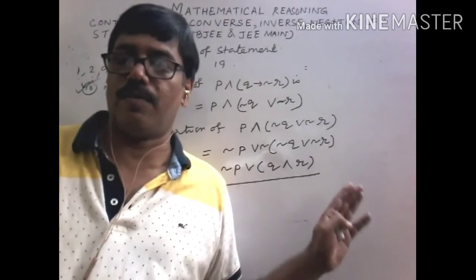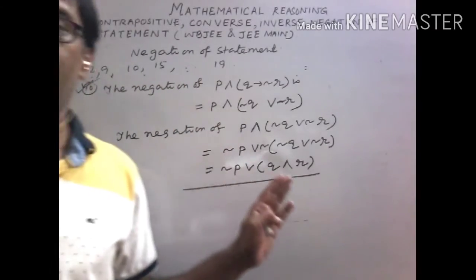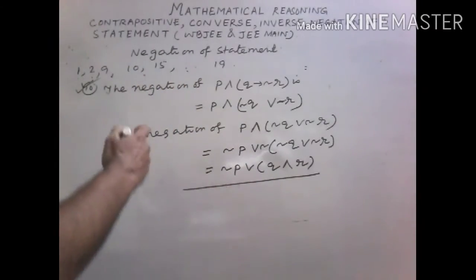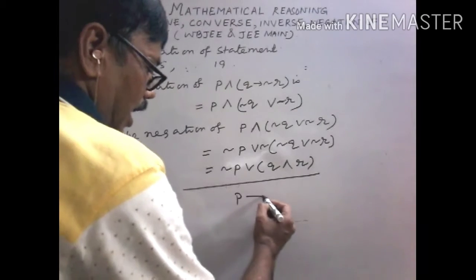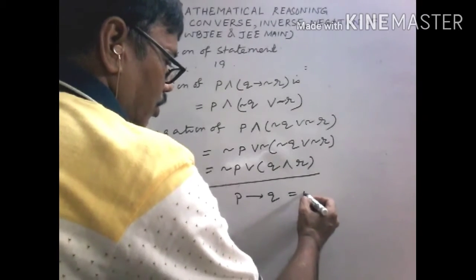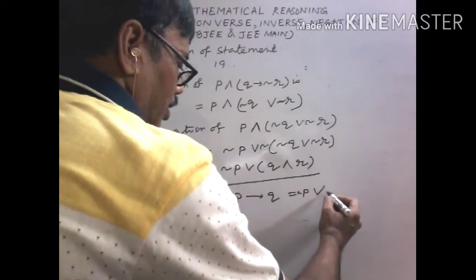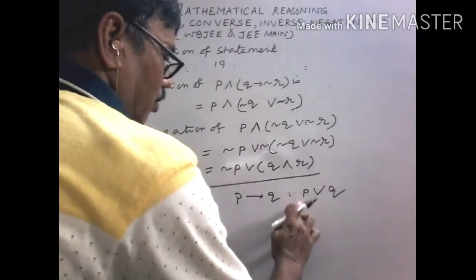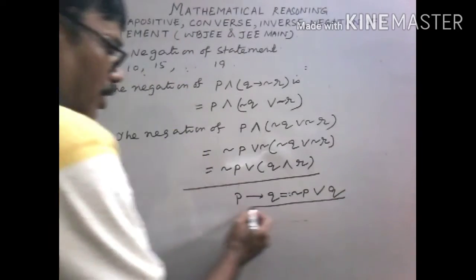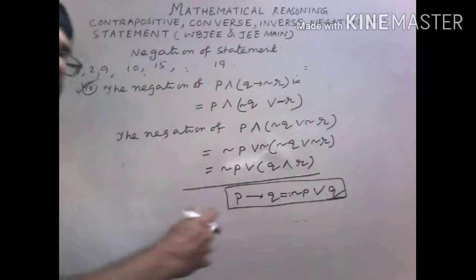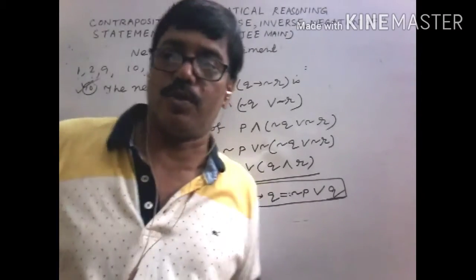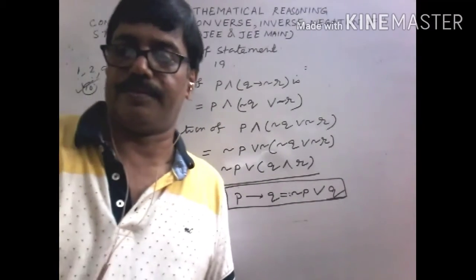So these are very simple problems on how to find negation. This formula is useful: P arrow Q conditional equals negation P union Q. This is our working tool. So De Morgan's law and the distributive law are useful for such cases.